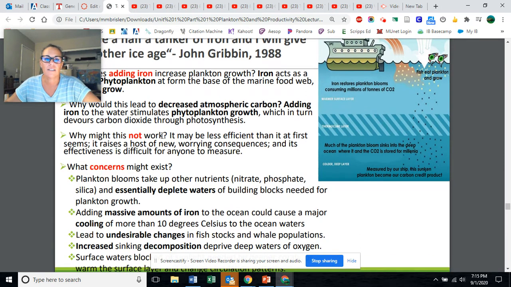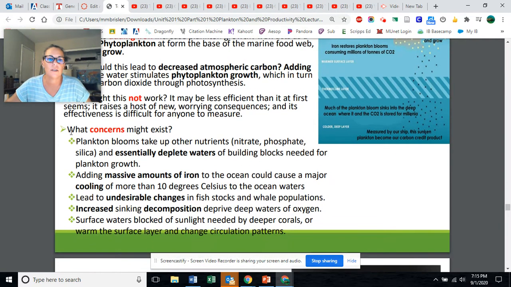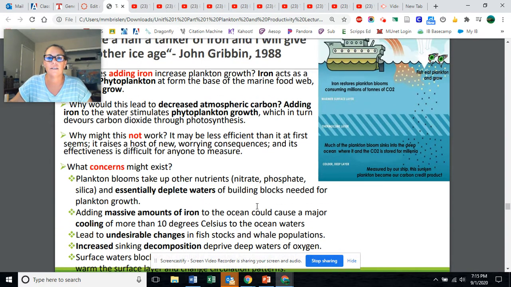But like we talked about, it might not work because it may be less efficient than it first seems. So it raises a host of new worries and possible consequences. And so here is a list of those. I won't read them all off to you, but we just know that it can have some detrimental effects. But just know that that is an idea and it's out there.